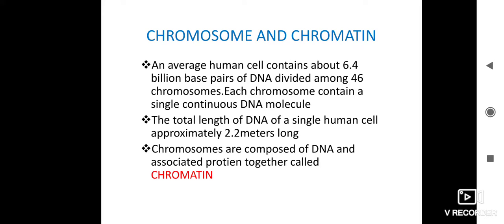Chromosome and chromatin. An average human cell contains about 6.4 billion base pairs of DNA divided among 46 chromosomes, each chromosome containing a single continuous DNA molecule. The total length of DNA of a single human cell is approximately 2.2 meters long. Chromosomes are composed of DNA and associated protein, together called chromatin.